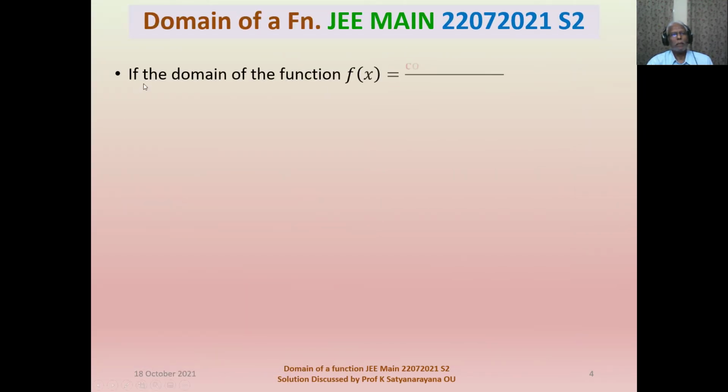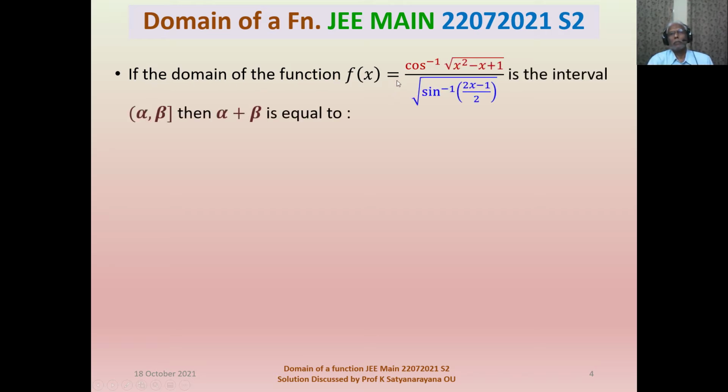The problem is: if the domain of the function f of x is equal to, it's a quotient of two functions, the numerator cos inverse under the square root of x square minus x plus 1, by the denominator under the square root of sine inverse of (2x minus 1) by 2, is the interval alpha to beta. It is a semi-open interval, open at the alpha end and closed at the beta end. Then alpha plus beta is equal to, and four options are given to us.